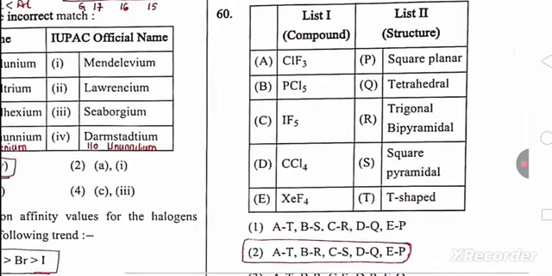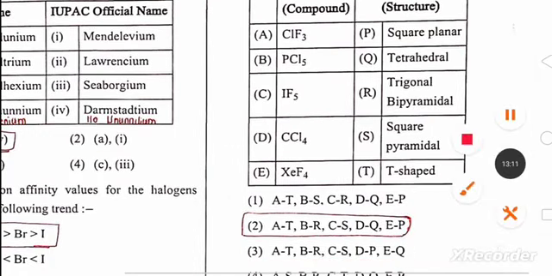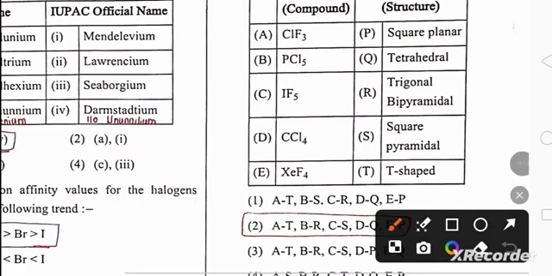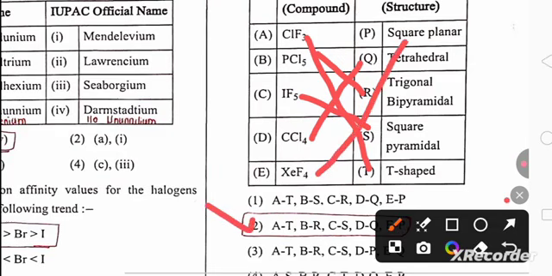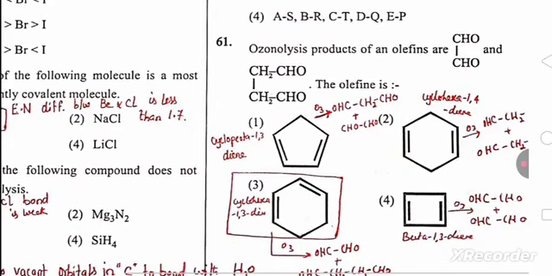Let us move to the next question. In the next question, we need to find out the compounds with their correct structure. ClF3 is T-shape. PCl5 is trigonal bipyramidal. IF5 is square planar. Carbon tetrachloride is tetrahedral, and XeF4 is square planar. So option 2 is the right answer for this question. This belongs to the P block elements chapter.